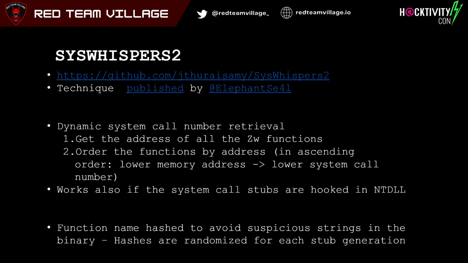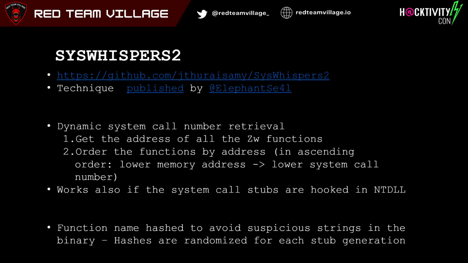This technique allows to dynamically retrieve the system call number by exploiting the fact that if we get the address of all the ZW functions and we order those functions by address in ascending order, we find that a lower memory address corresponds to a lower system call number. In particular, if we order the array containing the addresses of all the ZW functions, the number of a system call is then its position in that array. And this works also if the system call stubs are hooked, because we are only looking for their address and not the code.